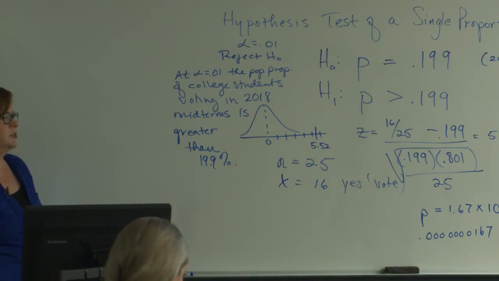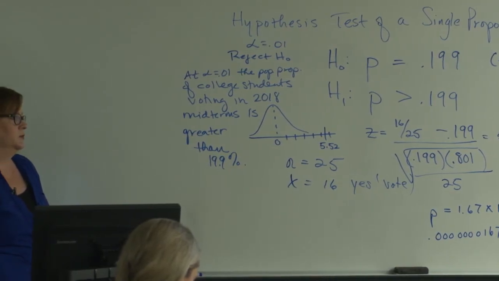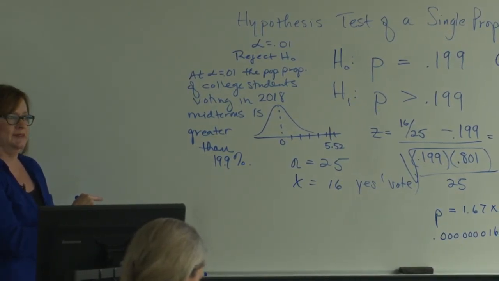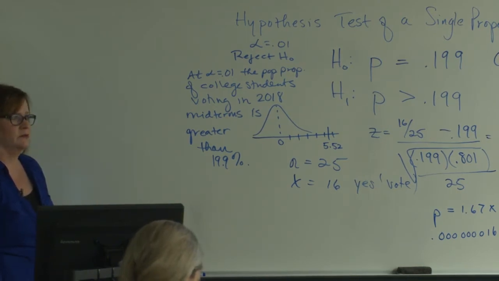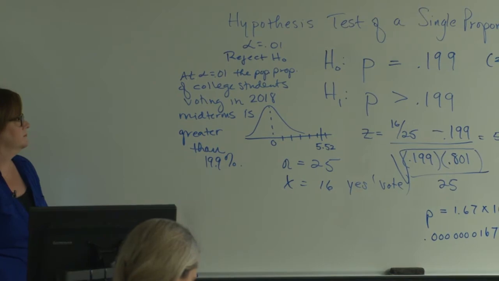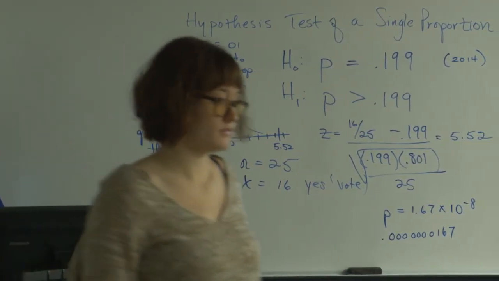Could we have proven a two-tailed on this? Yeah. We would have doubled that p-value, right? But it would still be essentially 0. So. Okay, any questions on that?